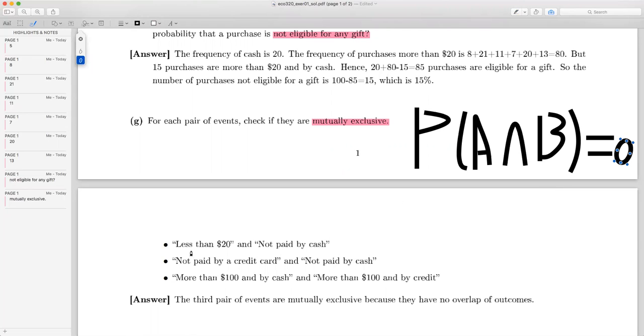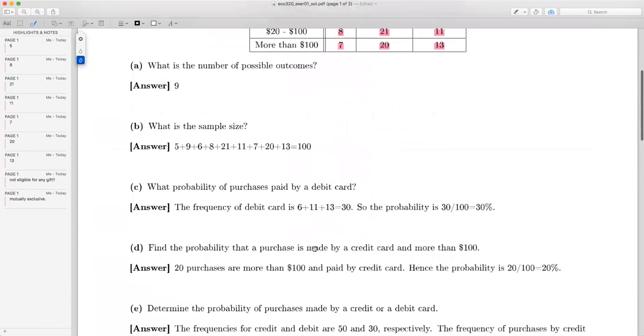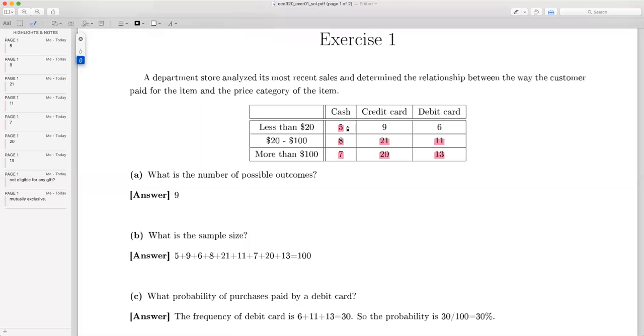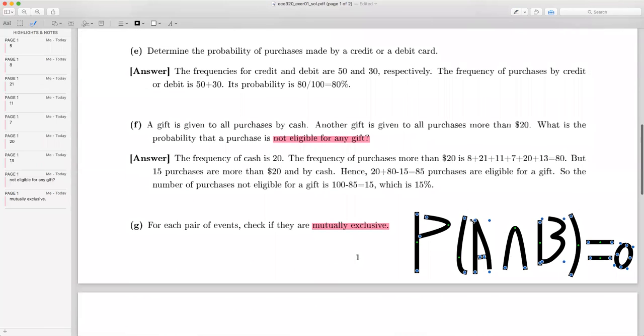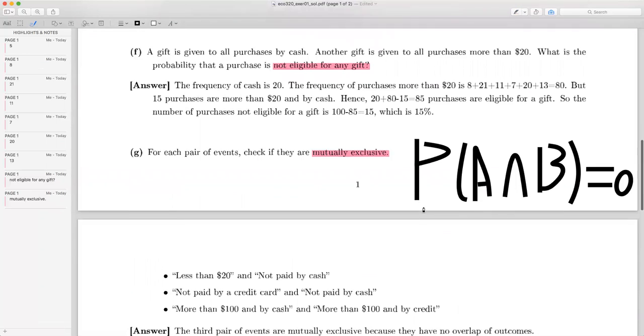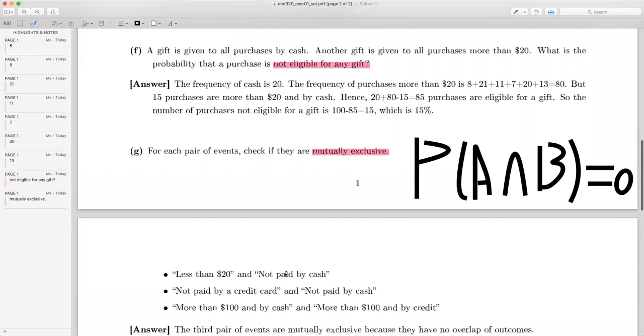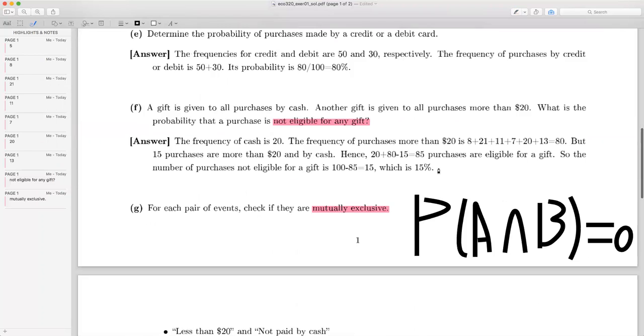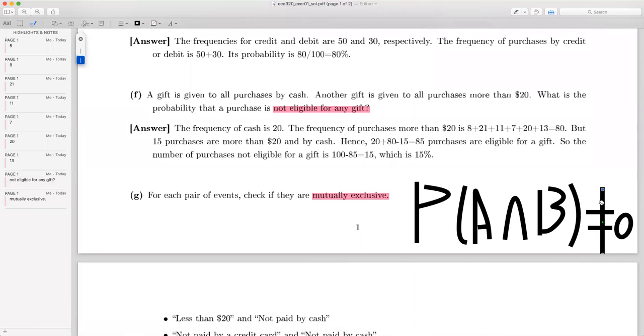So less than 20 and not paid by cash. That is what? Numbers 9 and 6, right? So 9 and 6. So it actually happens. There exist some common intersection points. It's not equal to 0 for the first part, because with 9 and 6, somebody is paying less than 20 and not paid by cash. Since they have a common intersection which is not equal to 0, they are not mutually exclusive.